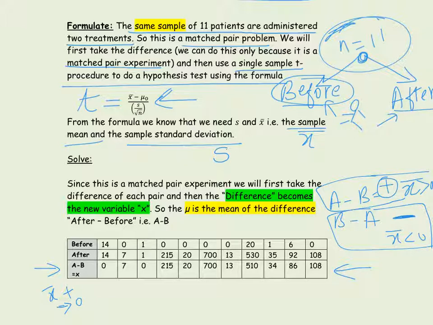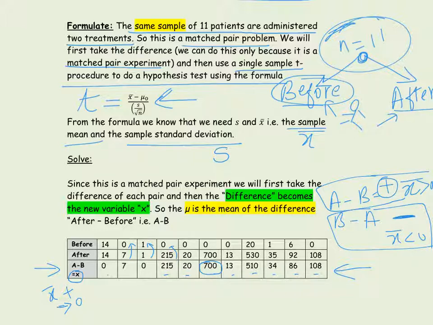So I take the differences. 14 minus 14 is 0. 7 minus 0 is 7. 1 minus 1 is 0. 215 minus 0 is 215. So write down all the differences. This seems to be an outlier, but for now we'll just use it. What we've done here is created a new row, and the new row is a variable. Obviously it's going to be different for each difference. So it is a variable which goes after minus before.